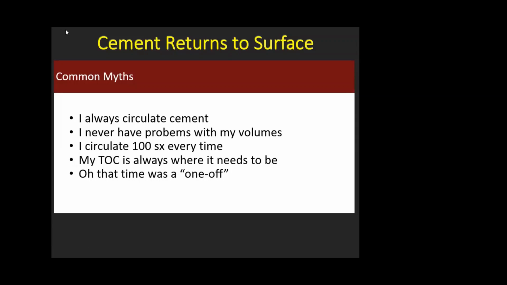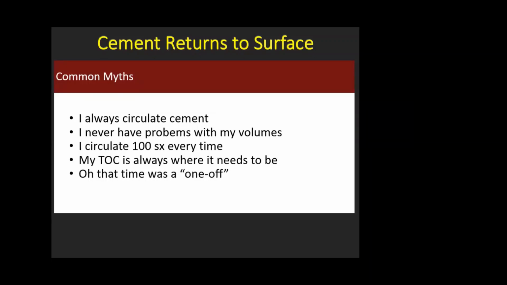And then when you ask, well, what about that one time that it wasn't? Oh, don't worry about that one time. That was a one-off. How many times have you heard one-off in the oil field? Well, after multiple times, it's no longer a one-off. So we need to really look at what is the issue here, right?